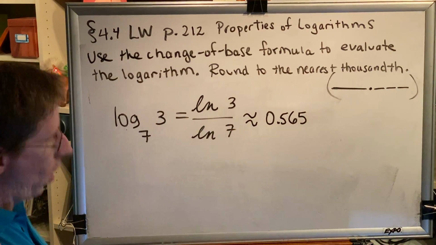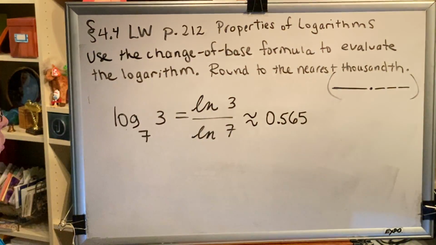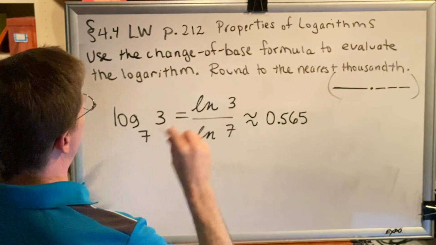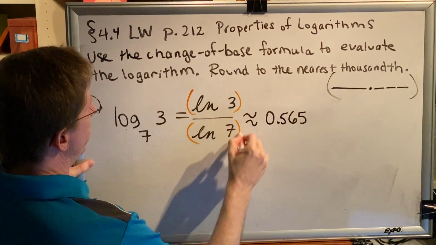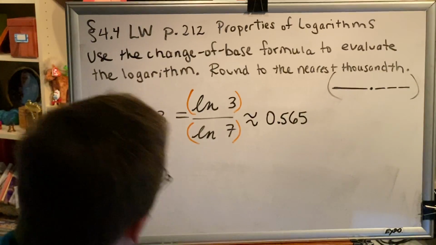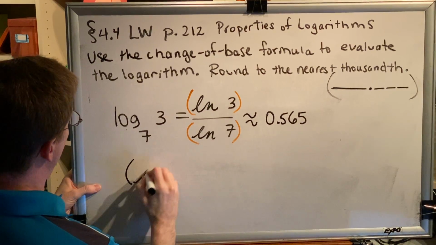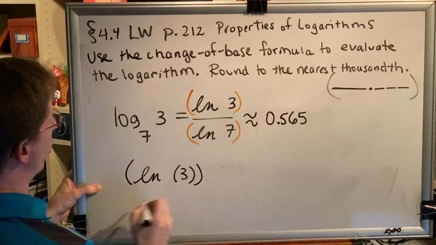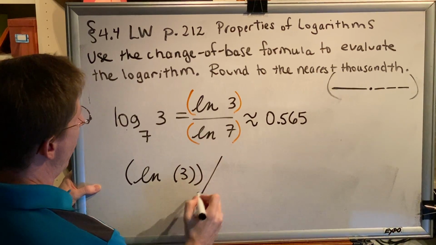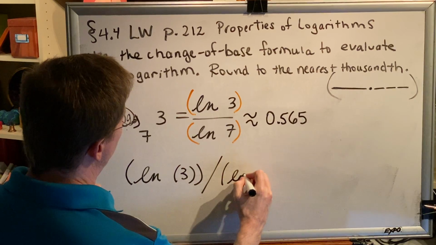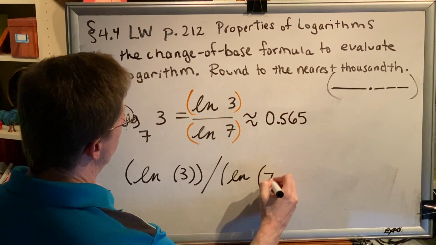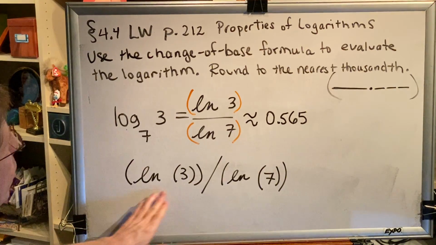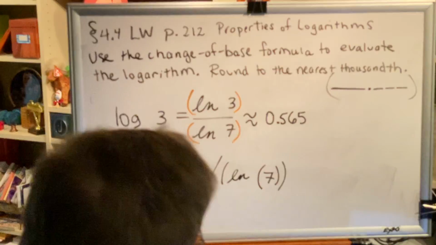Rounding that to the nearest thousandth, I get that this is approximately 0.565. All right, how would I enter this in my non-multi-view calculator? Very easy. You put your numerator in parentheses, you put your denominator in parentheses, and you enter it horizontally. So we get parentheses, natural log of parentheses 3, close parentheses for the argument, close parentheses for my numerator, divided by, open parentheses, natural log, parentheses for the argument, 7, close parentheses for the argument, close parentheses for the denominator. And when you hit enter, you'll get the same value.